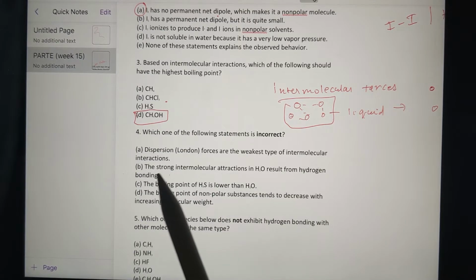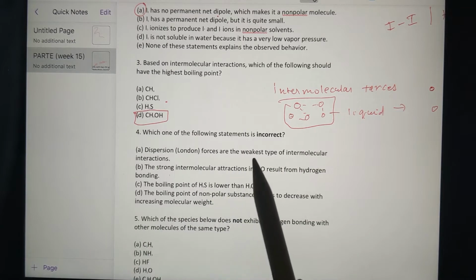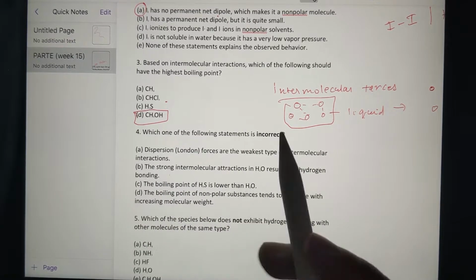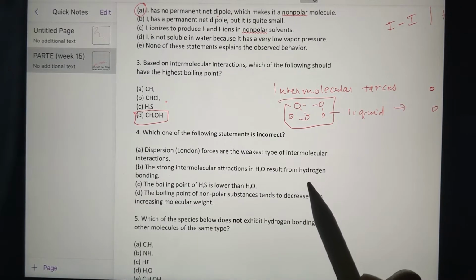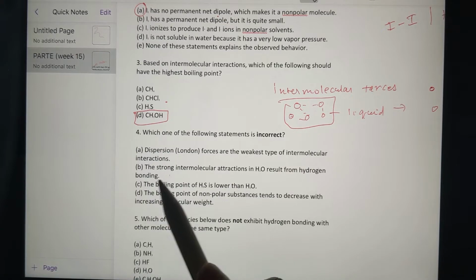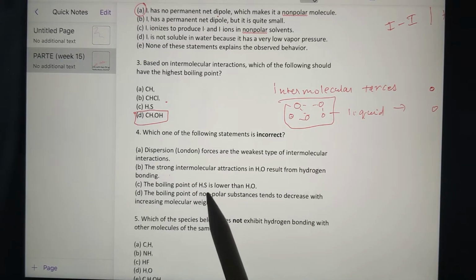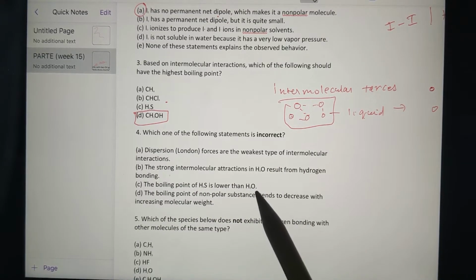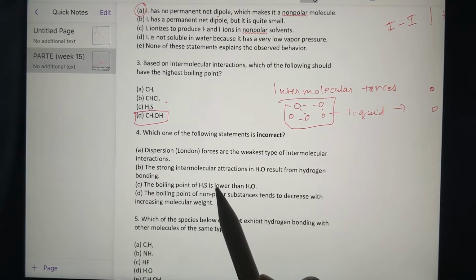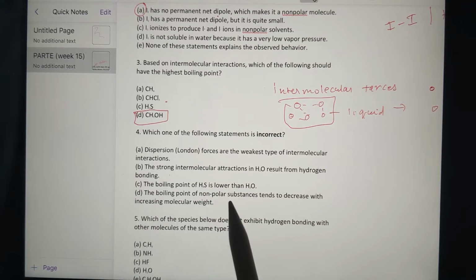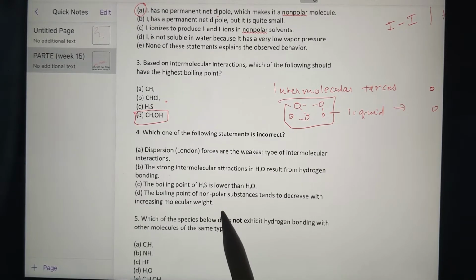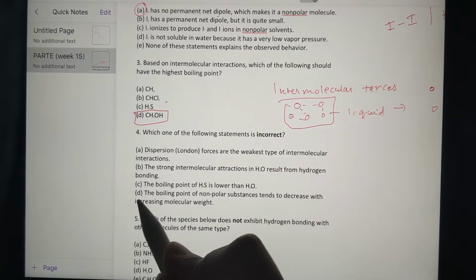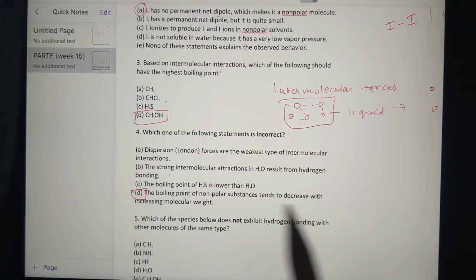For the fourth question, it's asking you which one is incorrect. Let's start with the first. Dispersion forces are the weakest type of intermolecular interaction. That's true. The strong intermolecular interaction in water results from hydrogen bonding. That is also true. And the boiling point of H2S is lower than H2O. That is also true because water has hydrogen bonding while this one does not. And then, the boiling point of nonpolar substances tends to decrease with increasing molecular weight, which is not true. So this would be your correct choice.